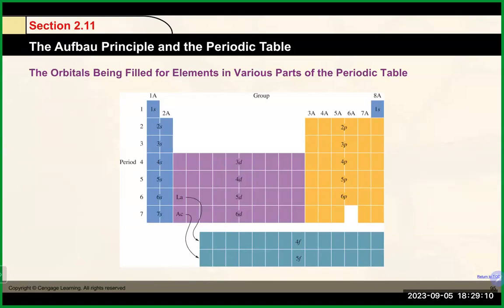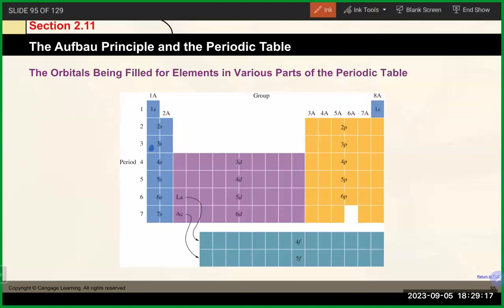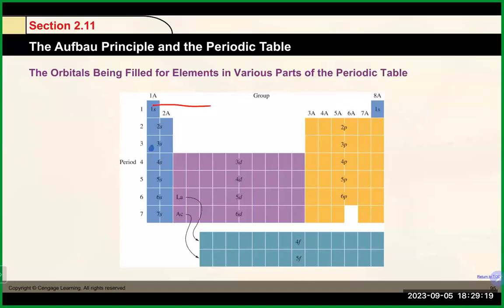So for example, if we were going to do sodium, which is right in this box there, sodium would be 1s2, which is helium, right? Then 2s2, 2p6, and 3s1 in this case. If we were going to do calcium, which is right there in the box that we did before, again it would be 1s2, 2s2, 2p6, 3s2, 3p6, 4s2.